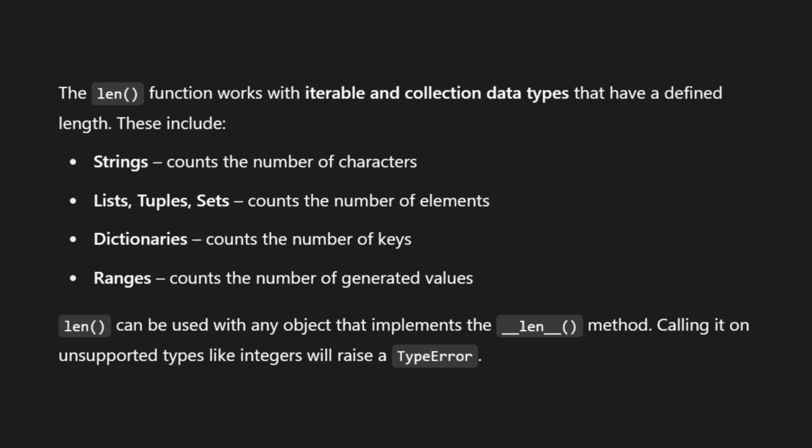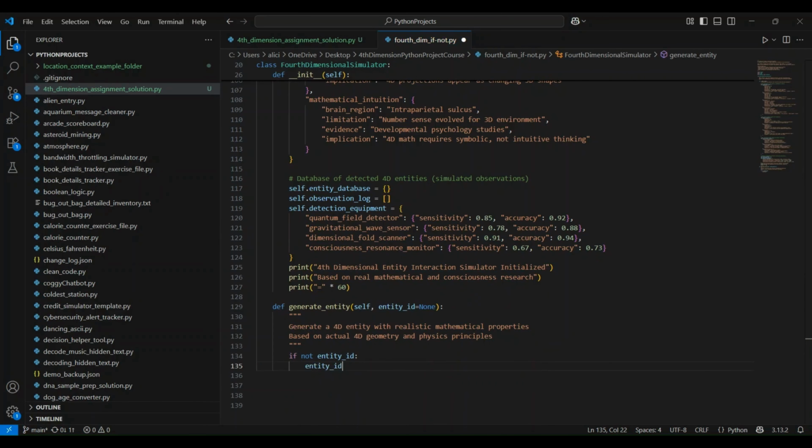Real scientific instruments work this way. They automatically track sample counts, experiment numbers, and data collection sizes, and our simulator uses len to maintain accurate entity counts and generate proper sequential IDs. len provides real-time measurement of your data structures, enabling dynamic behavior that adapts to your program's current state.